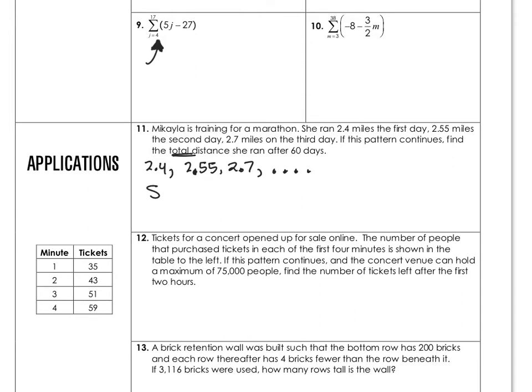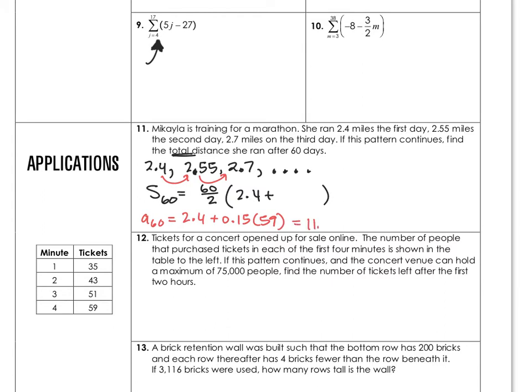So the sum of, let's see, 60 days. So the sum of 60 would be 60 divided by 2, first term, which is 2.4. But then I need the last term. So just like before, we've got to go over there and figure out, well, what is the last term? The 60th term would be the first term plus, let's see, what are they doing each time? You have to subtract it out if you don't see it already. They are adding 0.15 each time. So this would be 59 times because it's one less.